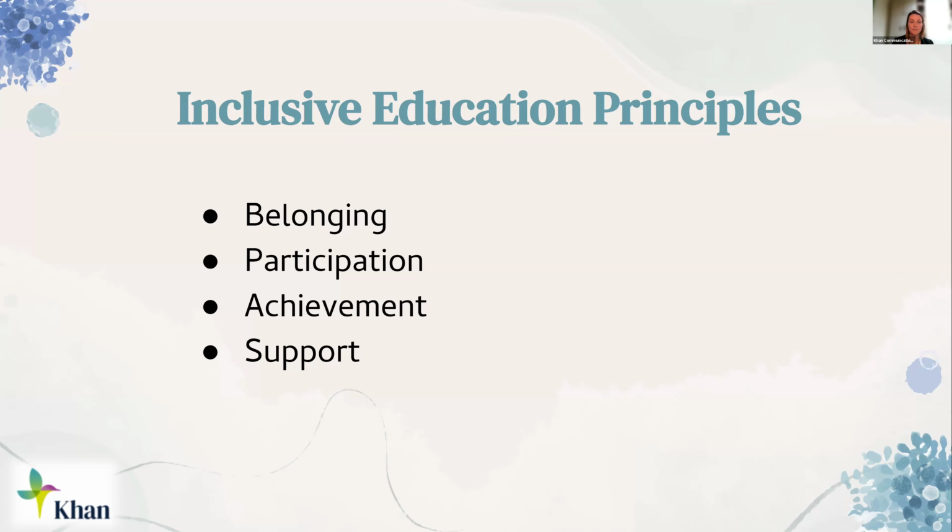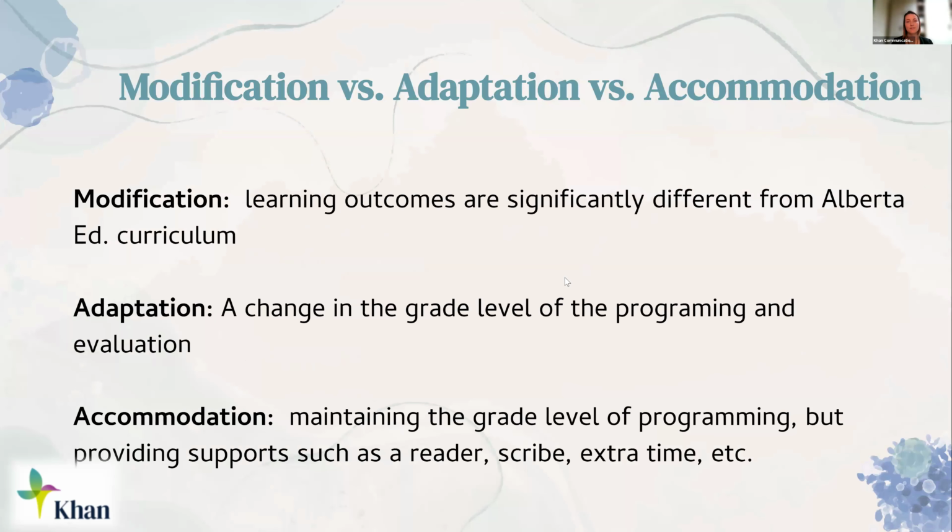So we'll talk and spend some more time around these terms because I find there is always confusion around what is meant by modification of a curriculum, adaptation, and accommodation. And all of these things can happen for the same child at different times, right? So modifying a child's program or learning would be learning outcomes that are significantly different from the Alberta Ed curriculum.